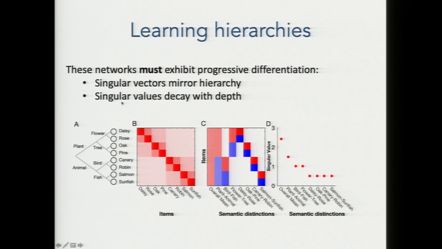And the singular values for a broad range of hierarchies decay with depth. Okay, so if you look at the singular values, they're decaying with the depth of the distinction. And from the learning dynamics, we know that that means that the learning speed will also be ordered by depth. And we get these stage-like transitions. So this is going to exhibit progressive differentiation.